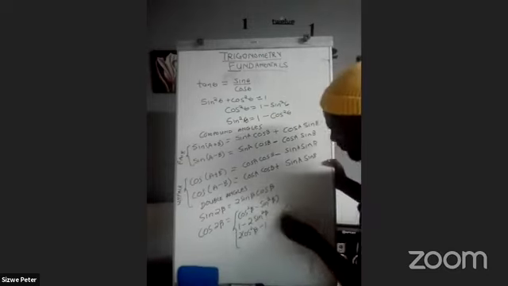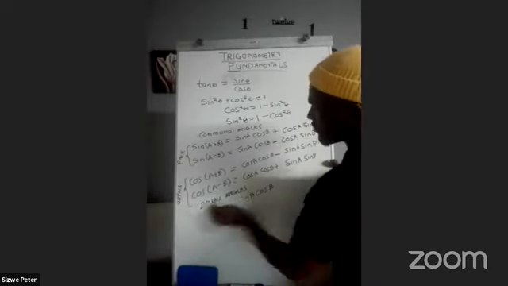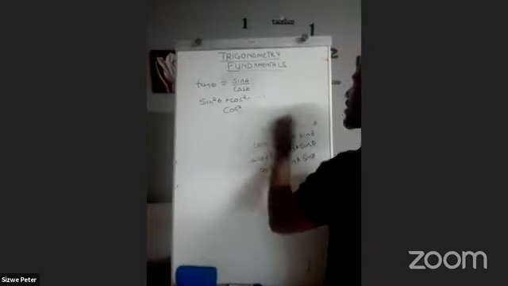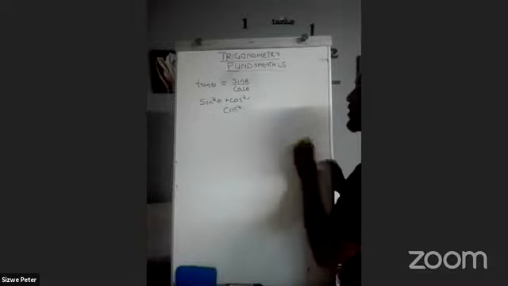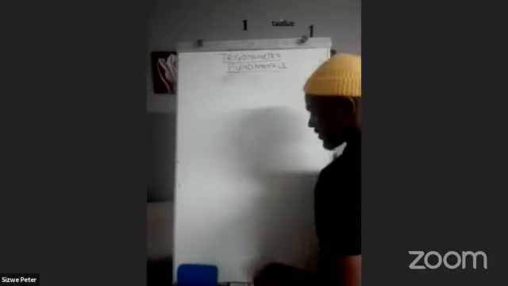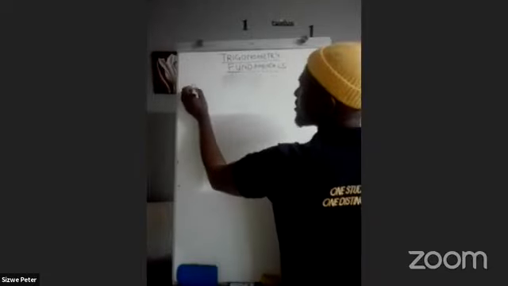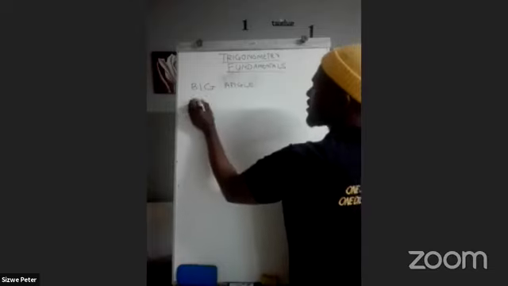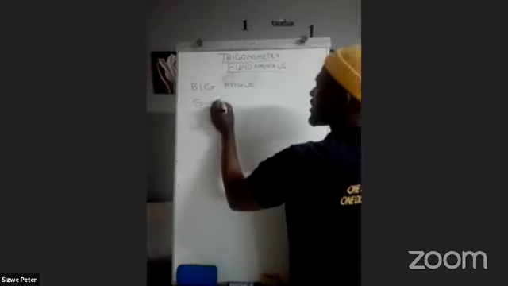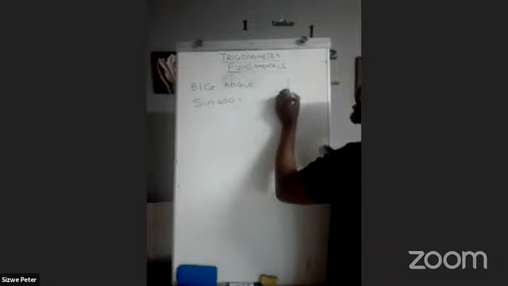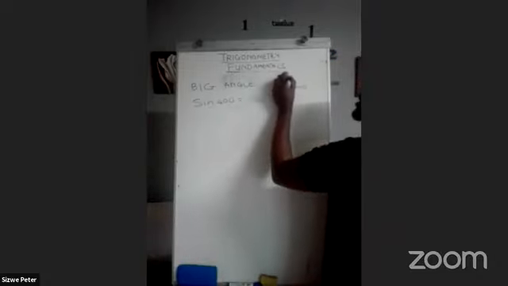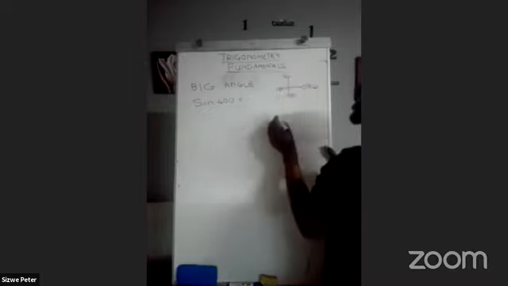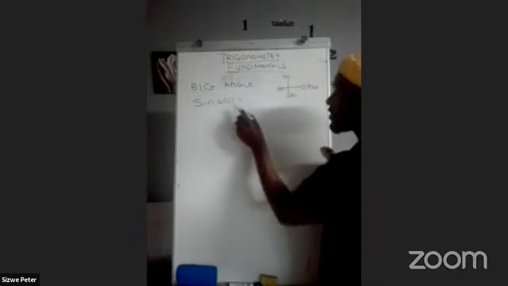Now, let me do the basics for big angles. There are big angles. The meaning of big angles: if I have sine 400, you know this is 0, 90, 180, 270, 360. If it's more than 360, it's a big angle.